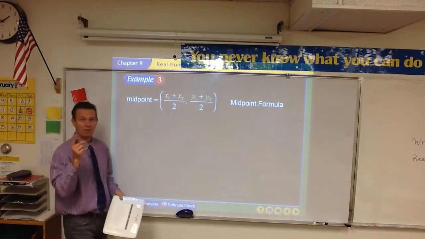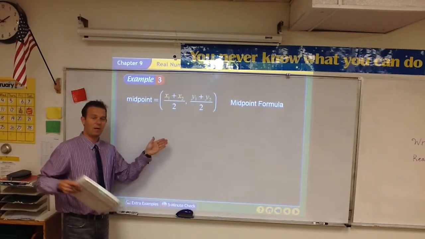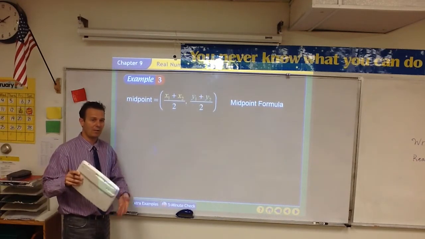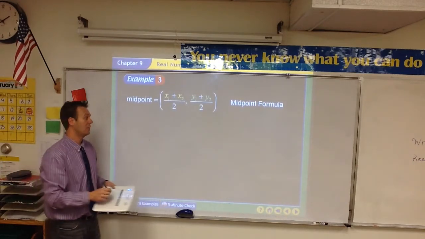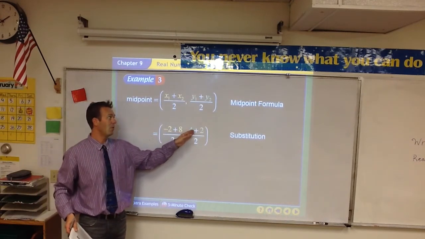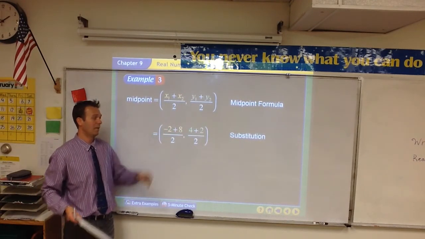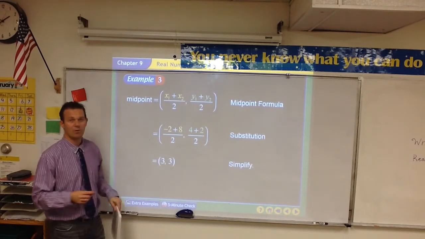There's your formula. You want to write that formula down. x1 plus x2 divided by 2. Makes sense. You take the one x, the other x, add them together, divide by 2. That's going to be the middle of it. Same thing with the y. y1 plus y2, divide by 2, and get the answer. So here are our numbers. x1, x2, y1, y2. -2 plus 8 is 6. 4 plus 2 is 6. So 6 over 2 twice is going to give you 3 over 3.